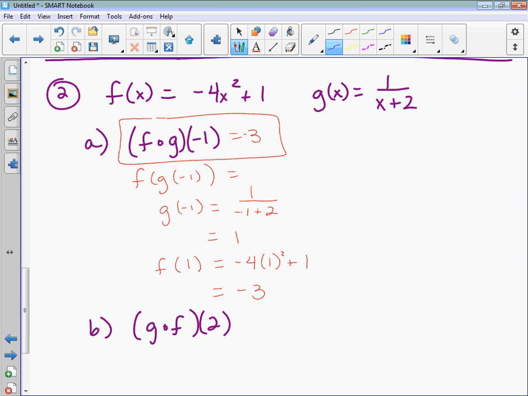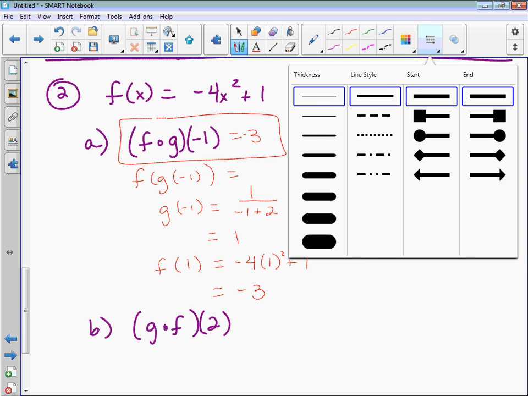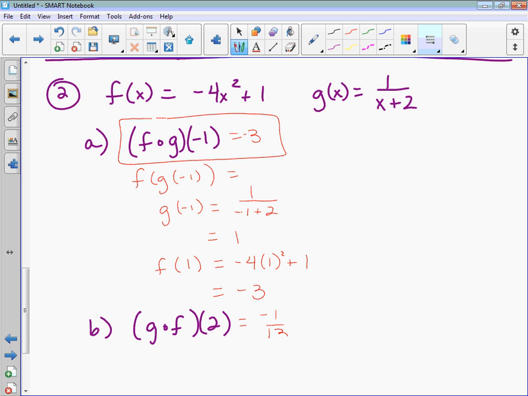All right, guys, what are you getting for g of f of 2? Do we have an answer, or are we struggling? Negative 1 over 13. Anybody struggle with that one? Okay, so first you do f of 2. That's going to be negative 4 times 2 squared plus 1. So 2 squared is 4, times negative 4 is negative 16, plus 1 is negative 15. Okay, so you're okay with that? All right, so let's try again.